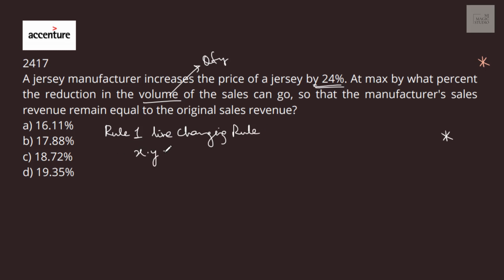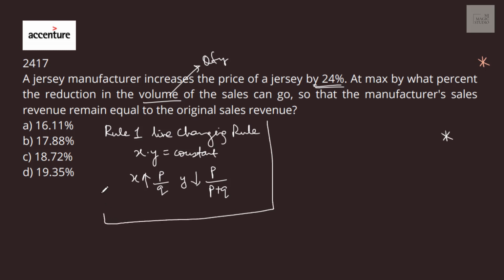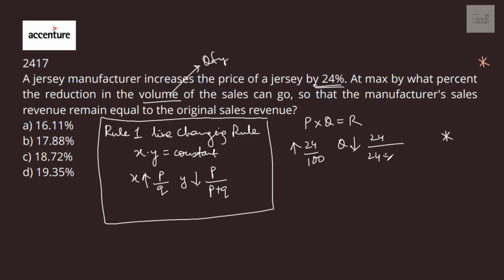If there are two variables x and y such that x into y is constant, then if x increases by p by q, then y should decrease by p upon p plus q, so that x into y remains constant, and that is rule 1. Here in our case, price into quantity is sales revenue, which needs to remain equal. So if price increases by 24%, that is 24 by 100, in that case quantity should come down by 24 by 24 plus 100. That's it.